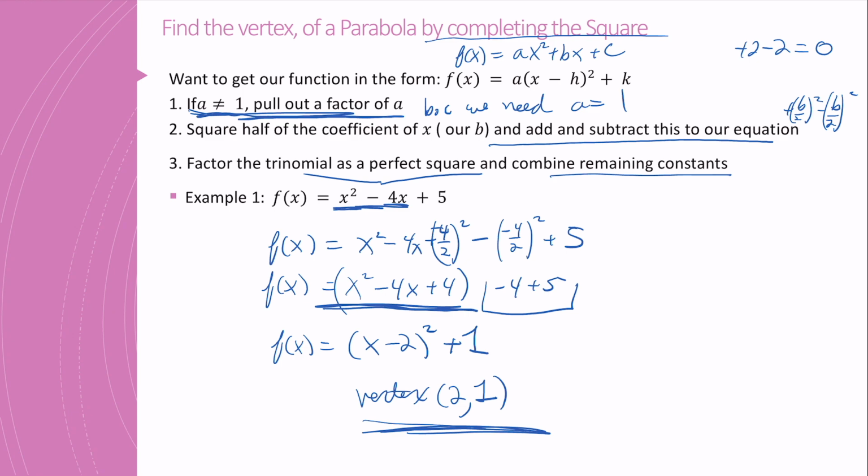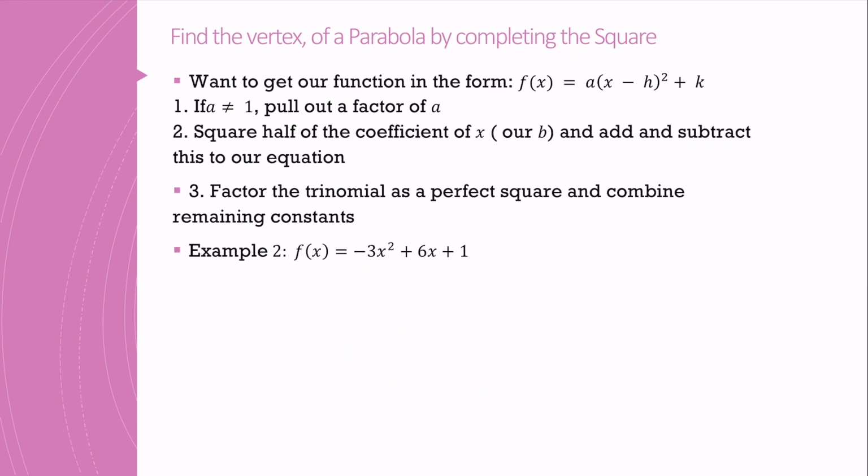Let's do another example. This one's a little more complicated. So I have f of x equals negative 3x squared plus 6x plus 1. If a doesn't equal 1, we need to pull out a factor of a. But I don't have to do it from every single term. I can just do it from the beginning. So I've got negative 3x squared minus 2x plus 1. I don't have to pull out a negative 3 from the last term because that would change the sign. And you see if I distributed this negative 3 back in, I'd get back to where I was.